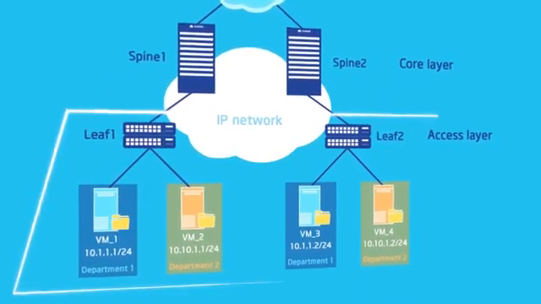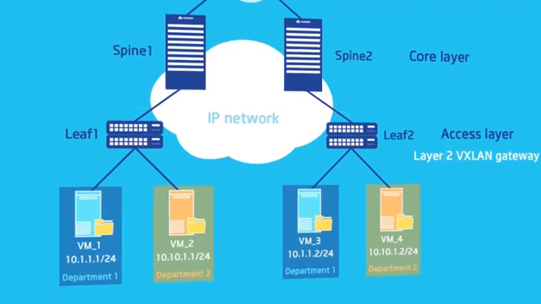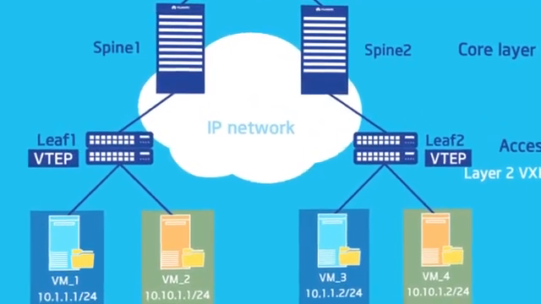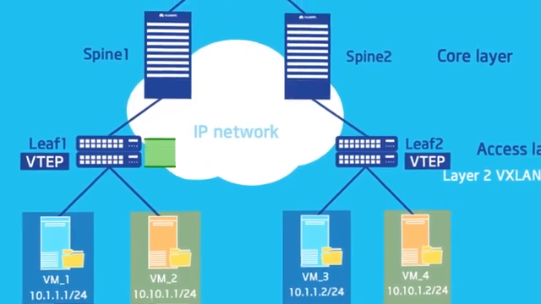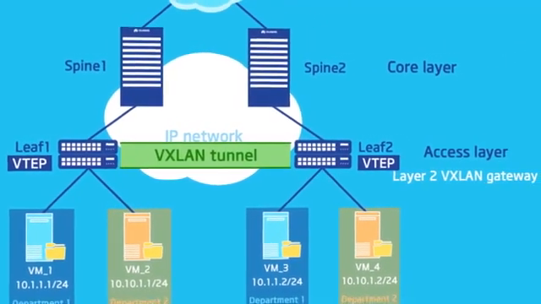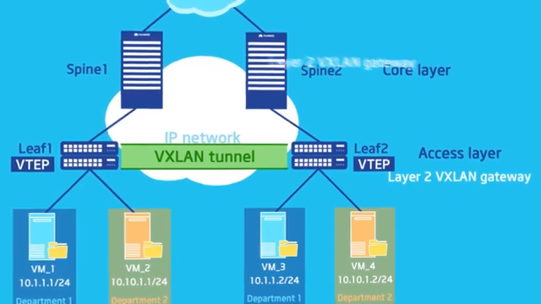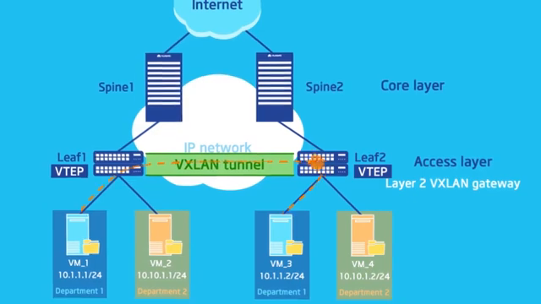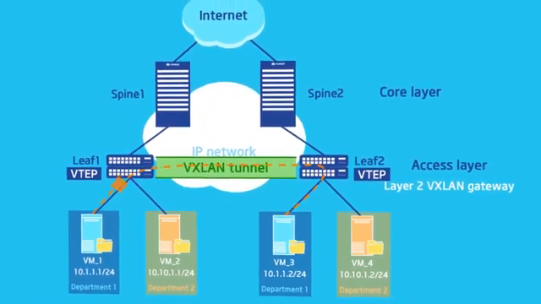First, deploy Layer 2 VXLAN gateways. Specify Leaf 1 and Leaf 2 as VXLAN VTEPs. Set up a VXLAN tunnel between the two leaves, and deploy a Layer 2 VXLAN gateway on each leaf. VMs in the same department can then communicate with each other.